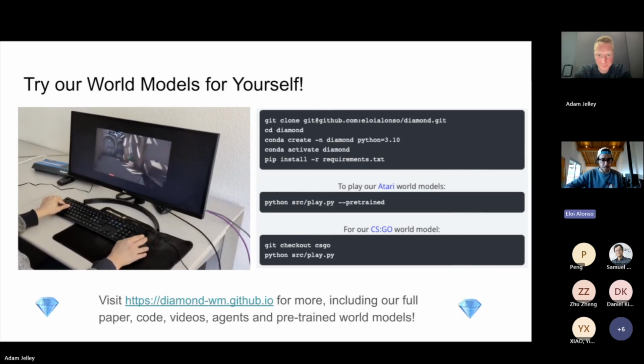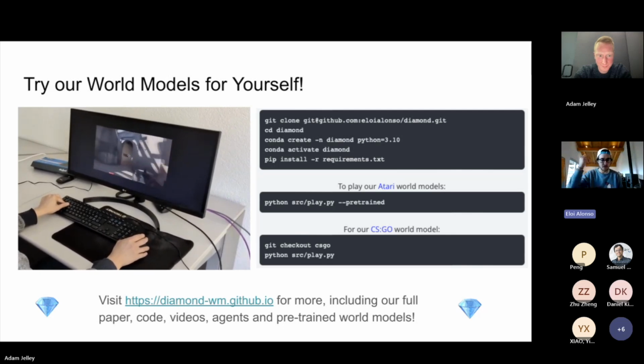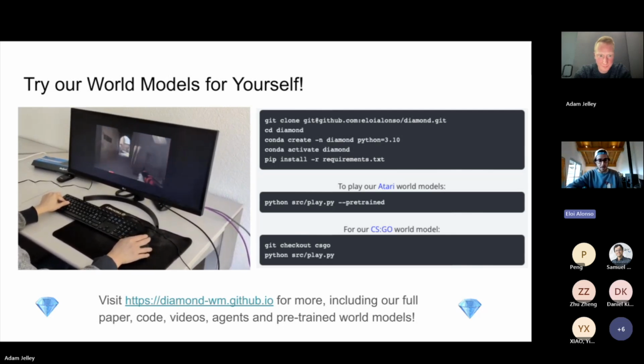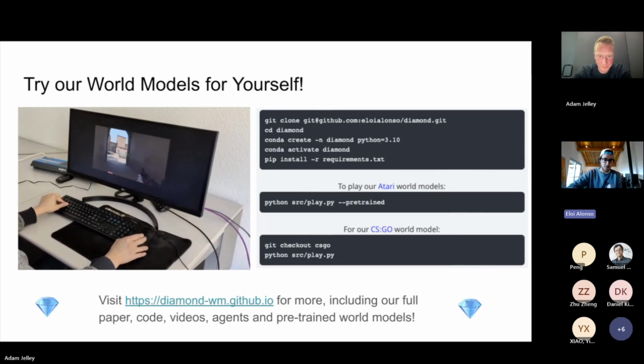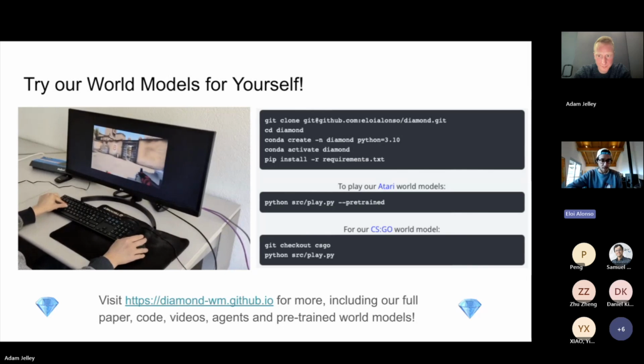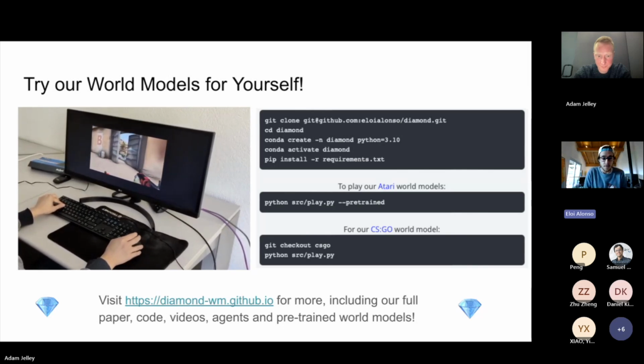Yeah, you can very easily clone our code and download the model. Everything is open source, the training pipeline, the inference pipeline, and all the Atari models are open source too. So we would be very happy for you to try it and build upon our work. And you can visit the website diamondwm.github.io for basically seeing again these videos and most of the messages we explained here.